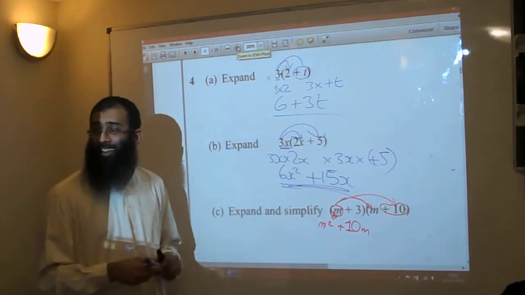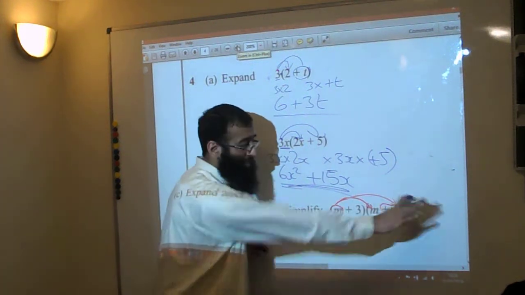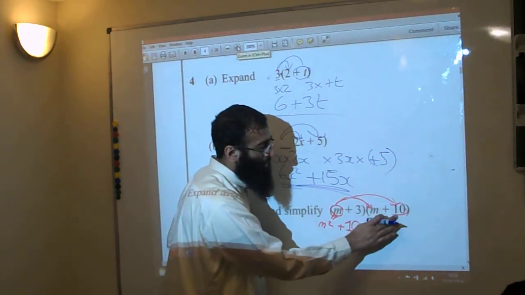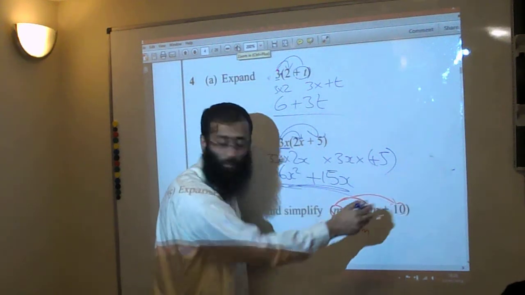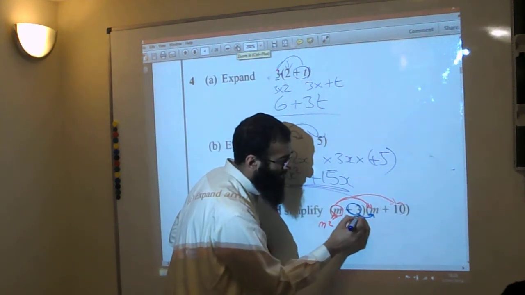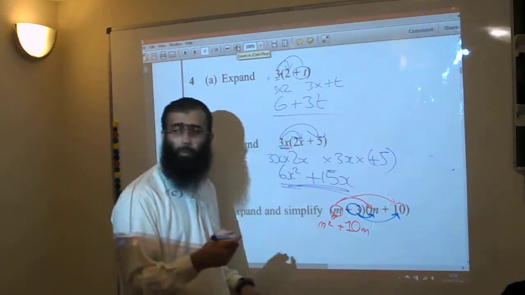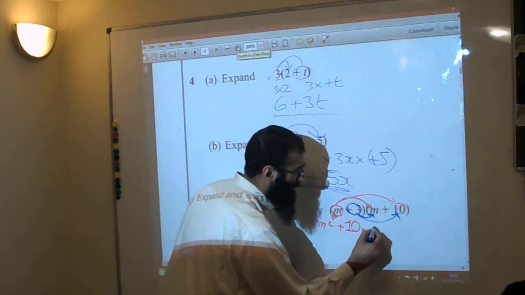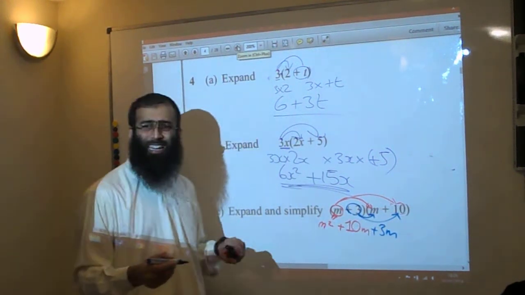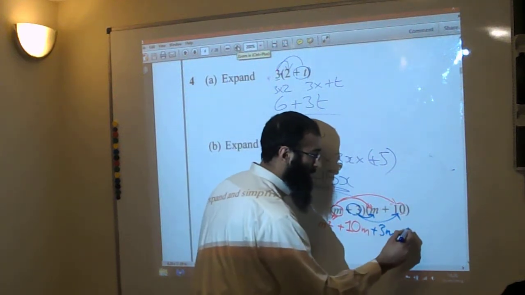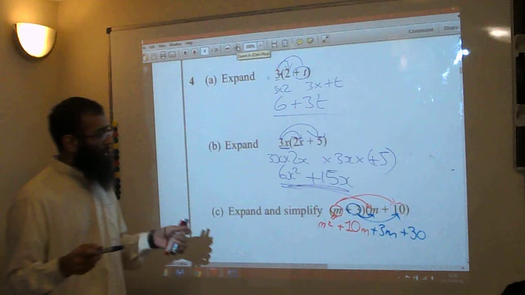Right, next. Zishan, we've done the first item with everything on the other side. Now we're going to do the second item with everything. That's how we do double brackets. So we do plus 3 times by m will give us plus 3m. We have plus 3 times by plus 10, that will give us plus 30. Lovely.